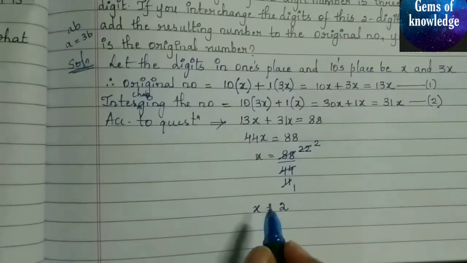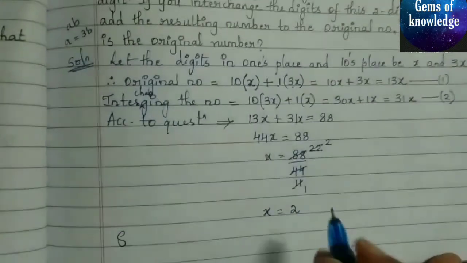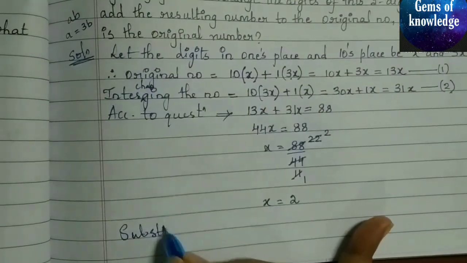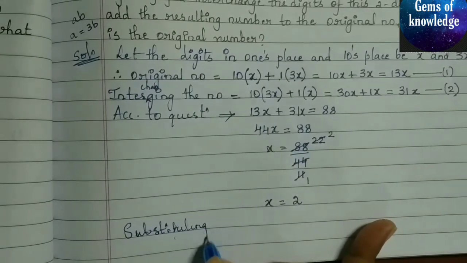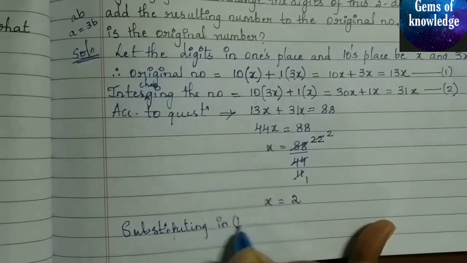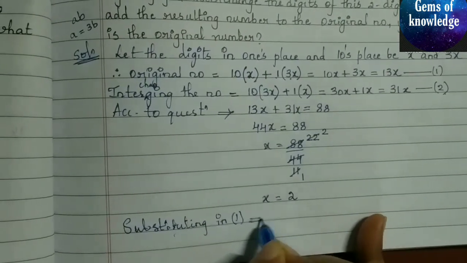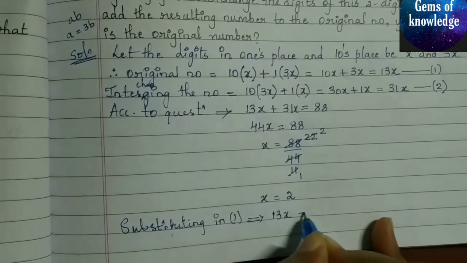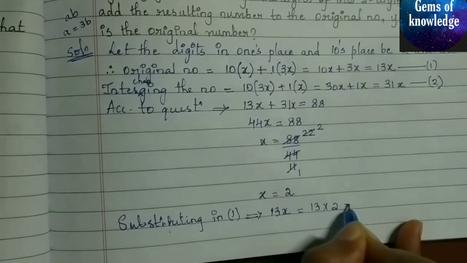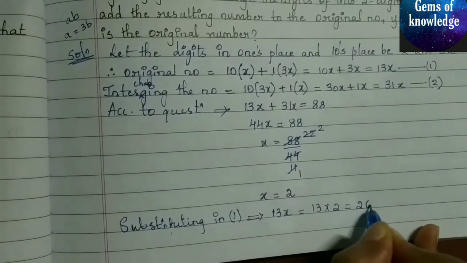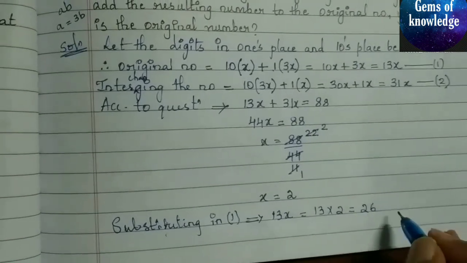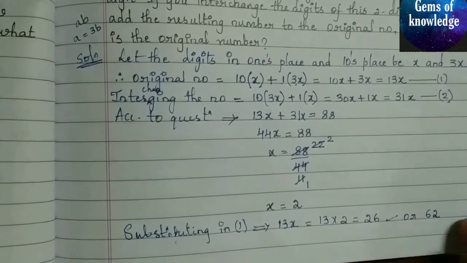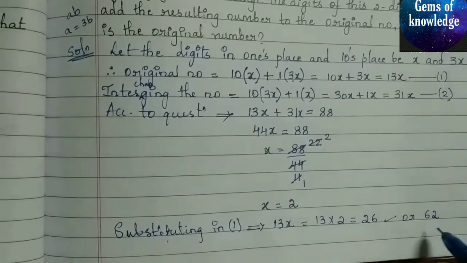Substituting in equation 1, that is 13 into x, you will get 13 into 2, that is nothing but 13 twos are 26. So your 2-digit number is either 26 or it can be the reverse number, that is 62 also.